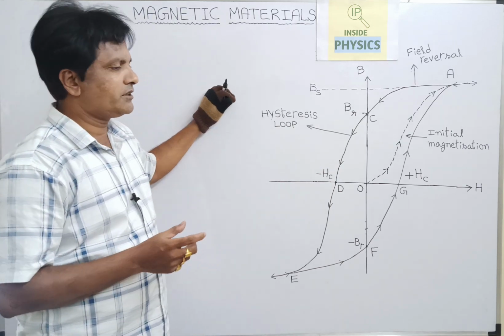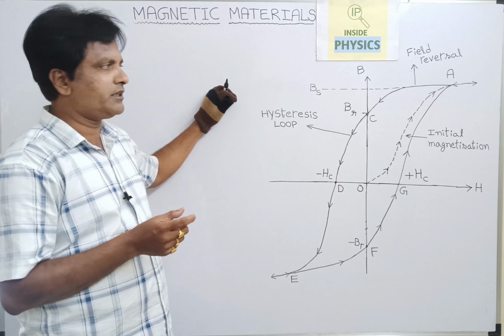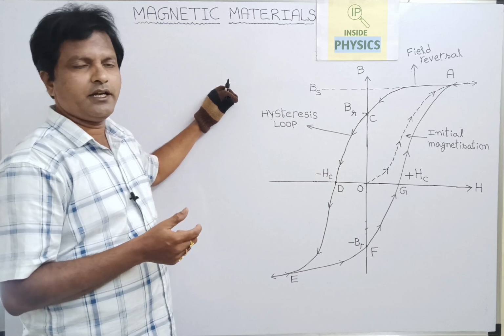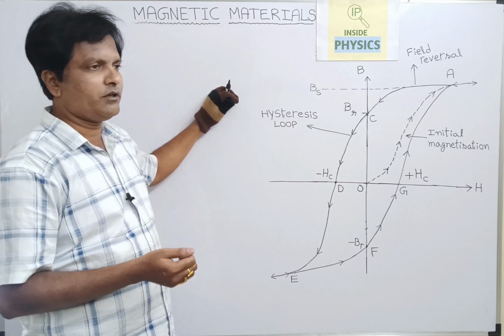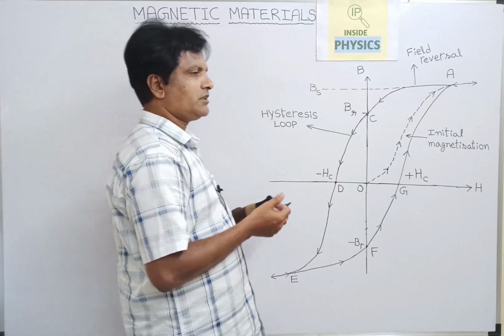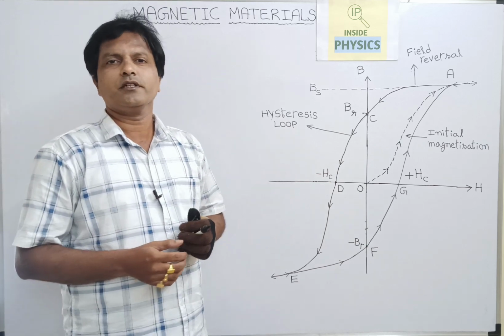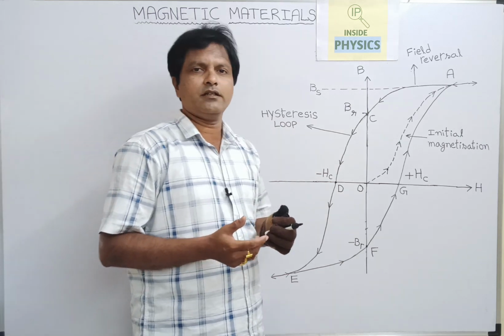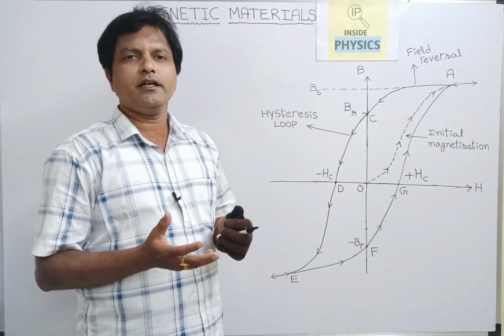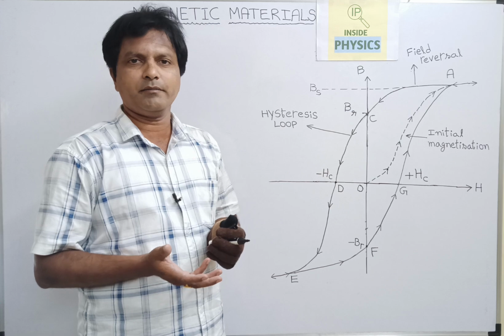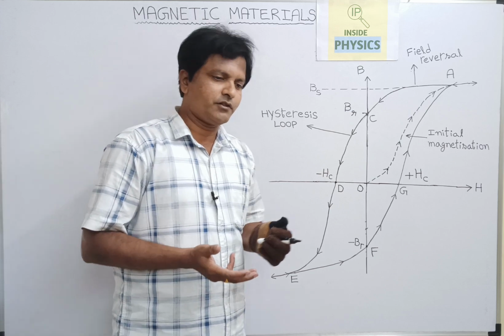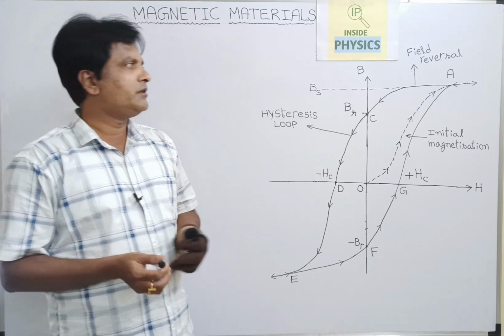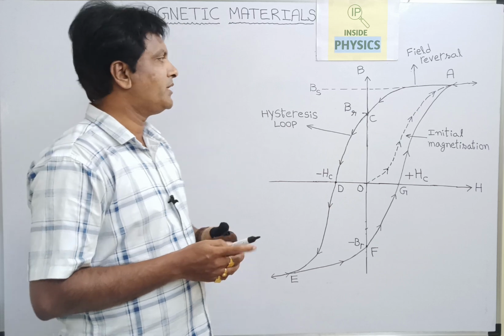It responds to the external magnetic field very quickly, and even though the applied field is brought to zero, the magnetization does not come to zero. That is a useful property. Retained magnetization can make a material into a good magnet, a permanent magnet. It may be a soft magnet or a hard magnet, depending on the nature of the material.